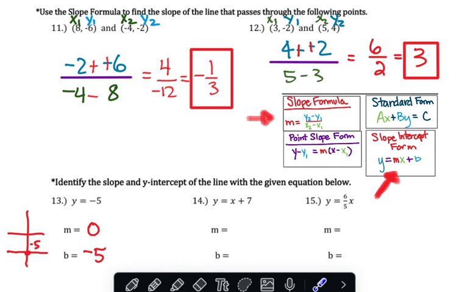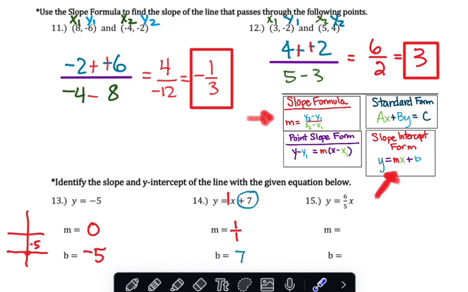On 14, this is y equals mx plus b. Some people kind of forget, if there's no value in front of x, there's at least a 1. So when we find our slope, we know it's going to be 1 over 1. We'll rise 1 and run 1. And 7 is our y-intercept.